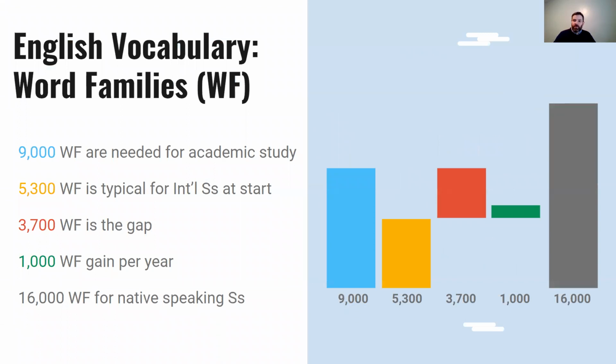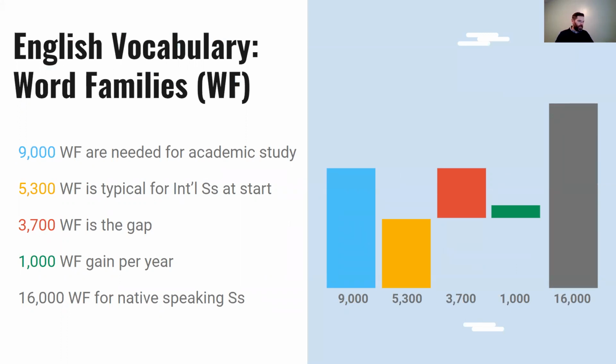Let's talk about some of the challenges, but also some of the amazing benefits that international English language learners can bring to your classroom. And to do this, let's talk about English vocabulary in terms of word families. A word family is a word and all of its associated word parts or derivations. If we think of the word, for instance, see, seeing, saw, we would consider those all part of the same word family.